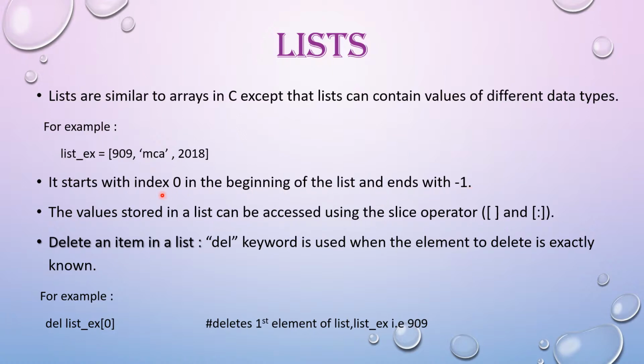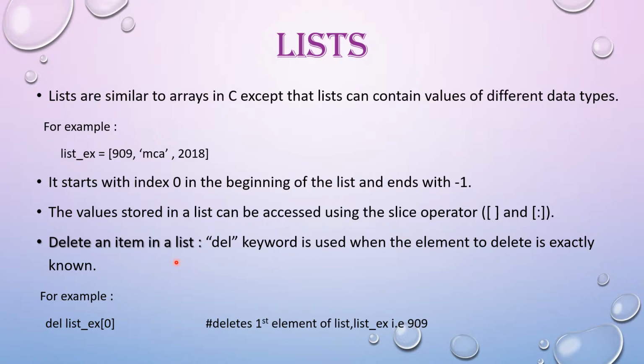List is similar to an array in a way that its index also starts from 0. Means this is index 0, this is index 1, and this is index 2. The values stored in a list can be accessed using the slice operator. As we have seen in strings, to access a subset of a string, we used the slice operator. Similarly, in a list, we use slice operators to access sublists from a list.